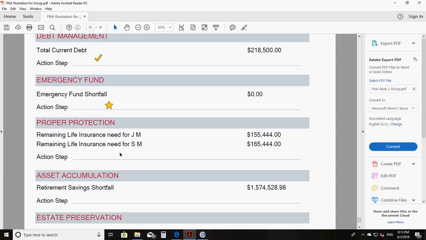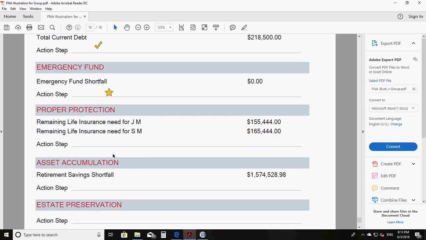So proper protection. Whatever you're going to recommend here, are they overinsured, underinsured? Do they have the wrong kind of life insurance? Whatever the recommendation is, you're going to make it there. That way when you hover over here, you've got the recommendation for them.